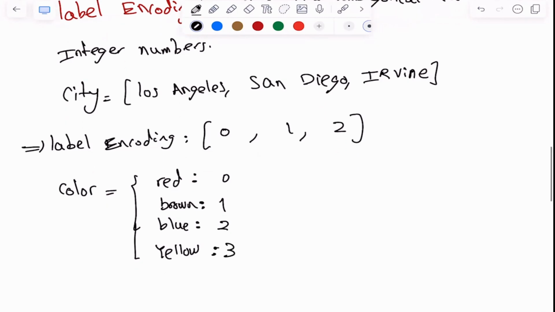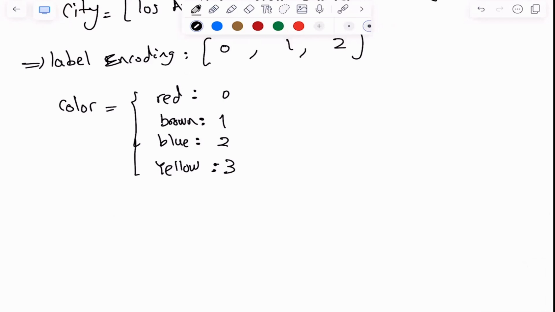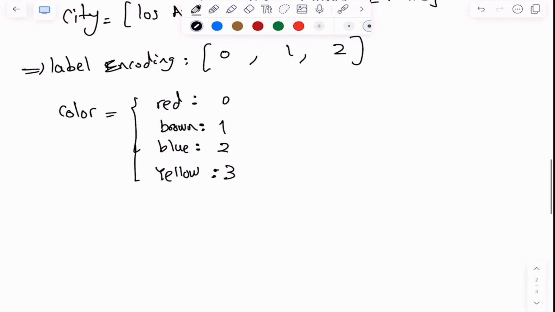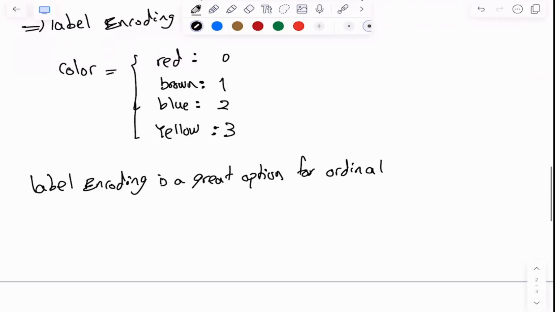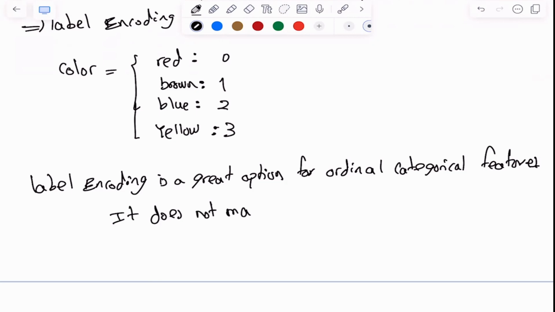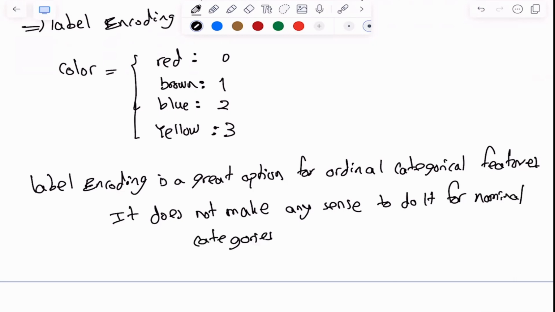All right, so let's talk about this. Is it good or bad? Label encoding is a great option for ordinal categorical features. Only for ordinal. It doesn't make any sense to do it for nominal categories. Very important. What was ordinal? When there is a natural order or rank.